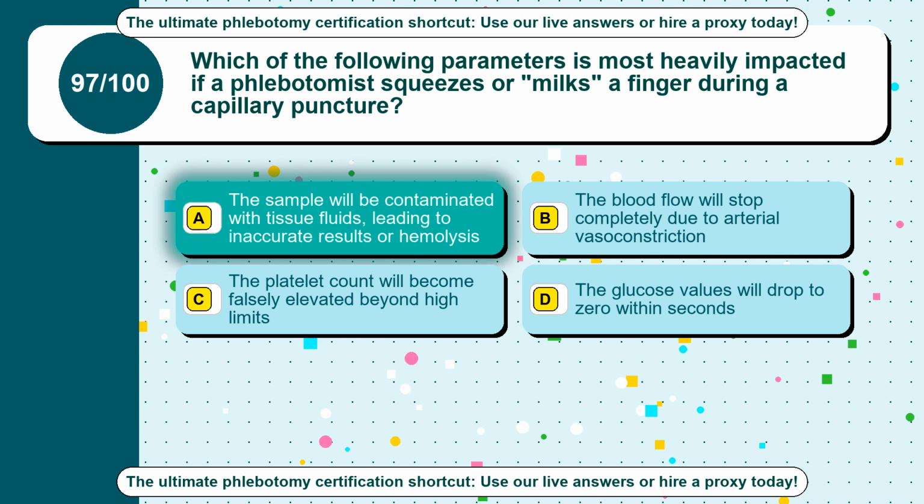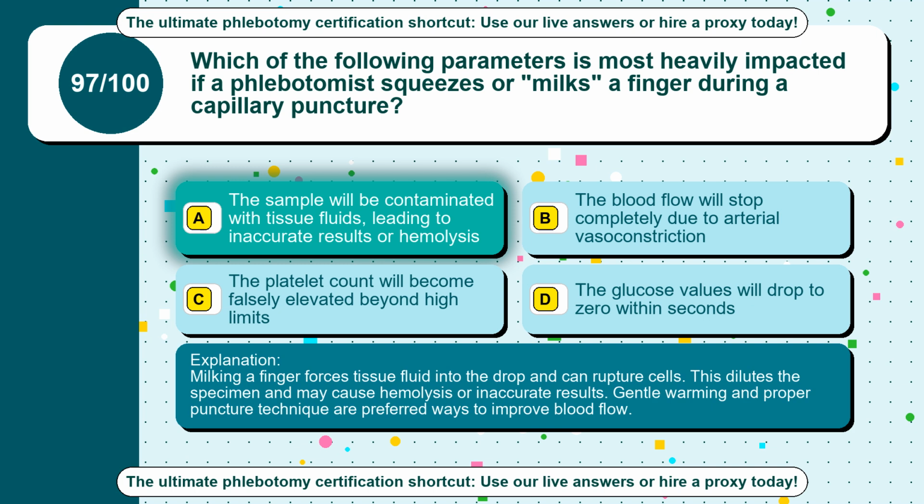The correct answer is option A. The sample will be contaminated with tissue fluids, leading to inaccurate results or hemolysis. Milking a finger forces tissue fluid into the drop and can rupture cells. This dilutes the specimen and may cause hemolysis or inaccurate results. Gentle warming and proper puncture technique are preferred ways to improve blood flow.